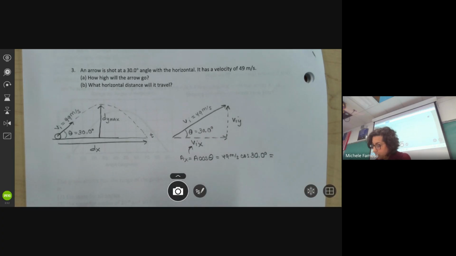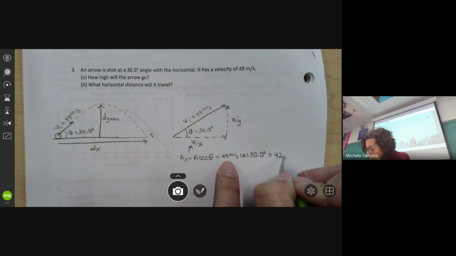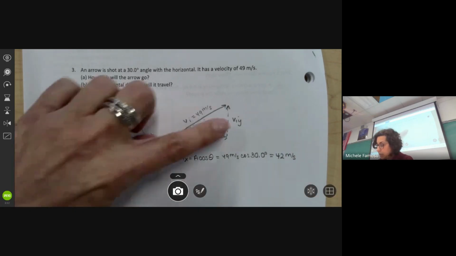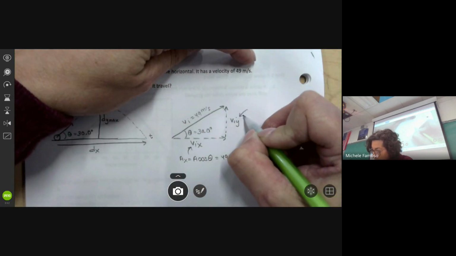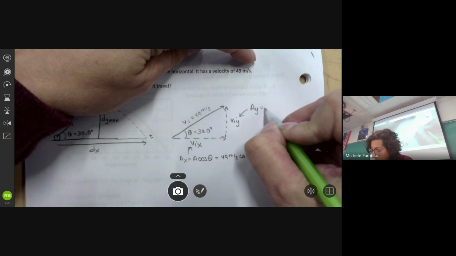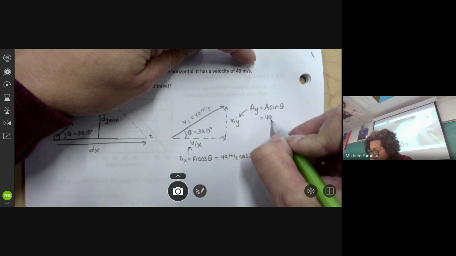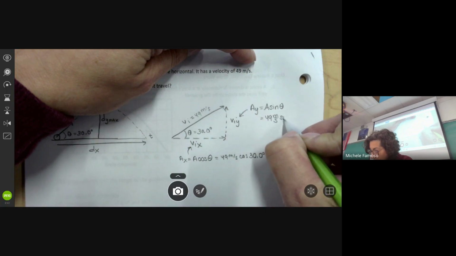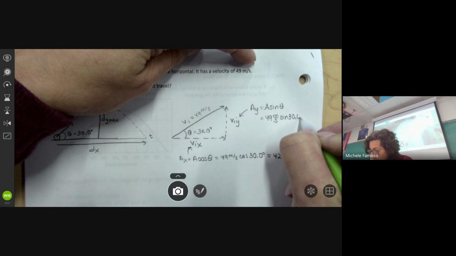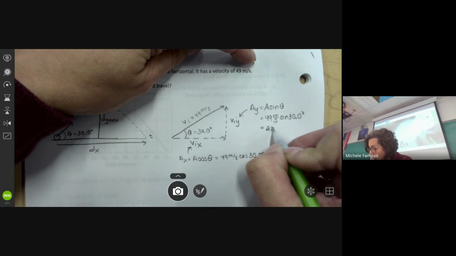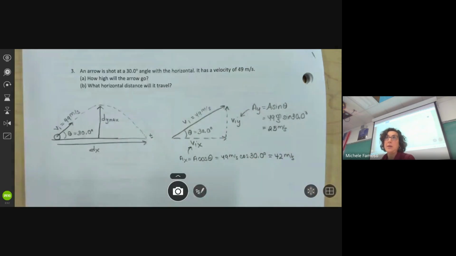degrees. With the 2 sig figs, because of the speed, that gives me a horizontal speed of 42 meters per second. To get the Y component, we use AY is A sine theta, or 49 meters per second sine 30.0 degrees, which gives us a vertical component with 2 sig figs of 25 meters per second.